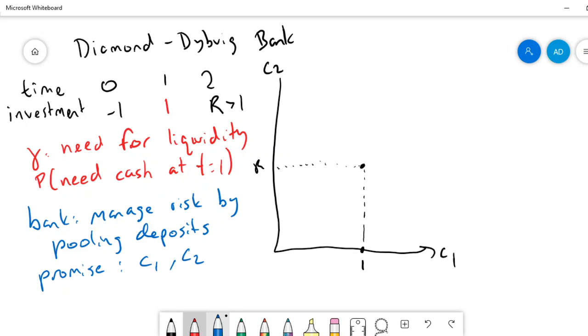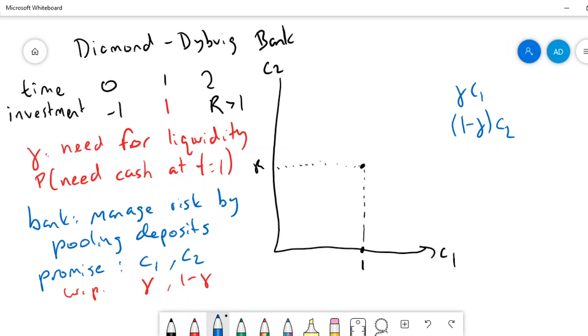It's going to say, if you need cash in the first period, we'll give you C1. And if you need cash in the second period, we'll give you C2. And in particular, those things don't need to be equal to 1 and R. Let's see why. Well, let's write the budget constraint for the bank. In the first period, the bank is going to have to pay out gamma C1 in cash. Gamma fraction of the bank's customers show up, and they all need to be paid C1 according to what the bank promised. And then in the second period, 1 minus gamma of the bank's customers, everyone else, show up, and they have to get paid C2, which the bank promised.